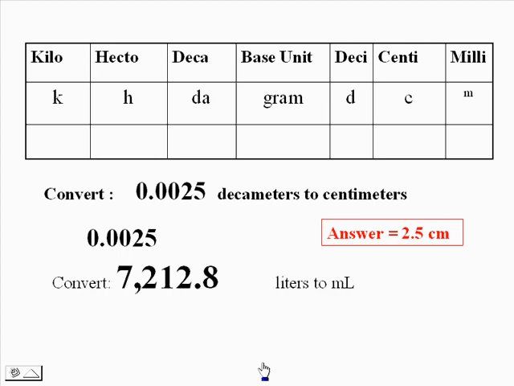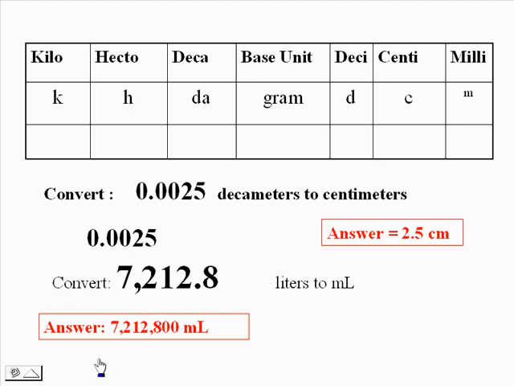Let's take a look at converting 7,212.8 liters to milliliters. Liters is a base unit. I need to move in this direction, and I need to move it over 3 columns. So here I go. Again, starting at liters. I move it over 1, my decimal, I'm in deci. Move it over another one, I'm in centi. Move it over again, I'm in milli. Fill in the troughs with 0. This is where my new decimal point will be. So my final answer is 7,212,800 milliliters. Notice every number has a unit.